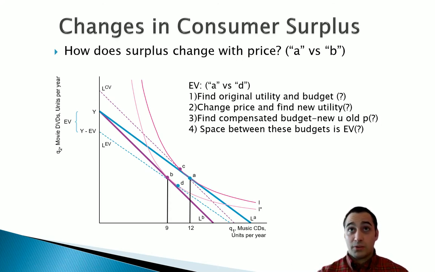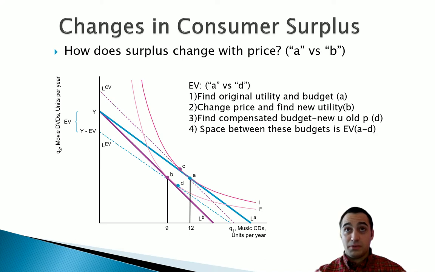Now let's do the same exercise to find EV. In order to find EV, we must perform the following. First, assume we start at point A. The price changes to the purple line. We consume point B. What is, graphically, my original utility level, and where was my original budget? Then, after the price change, what is my new utility level? Using parts 1 and 2, draw the compensated budget. That is the budget that would get me the new utility level using the original prices. The space between this and the original budget is your EV.